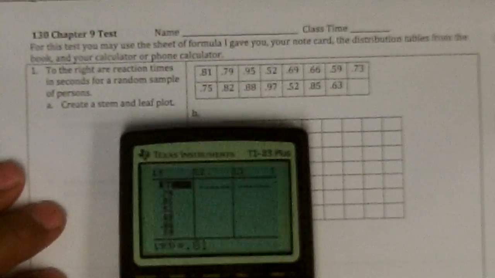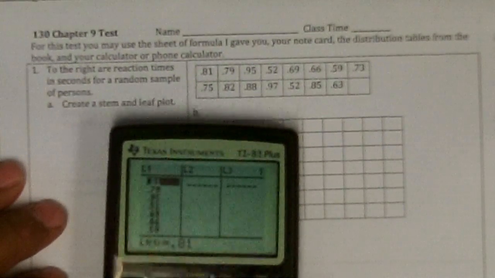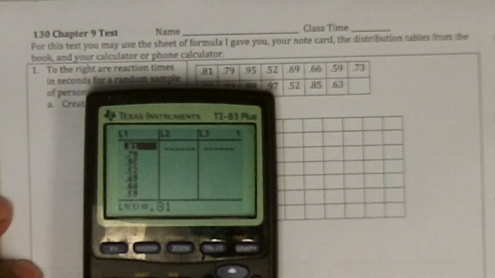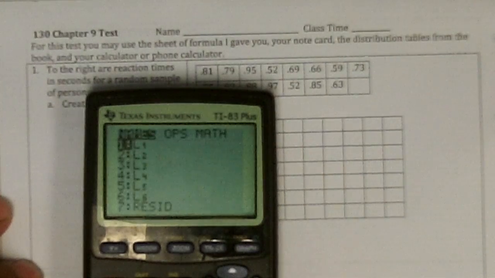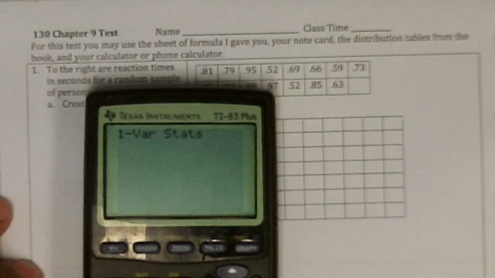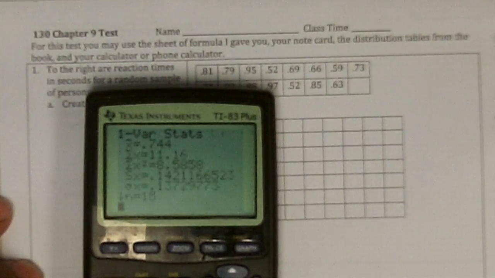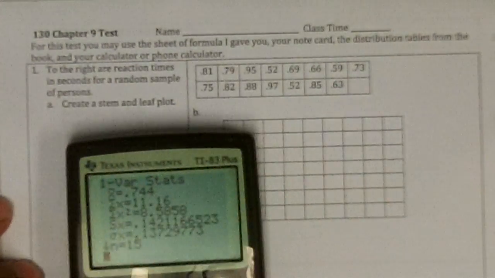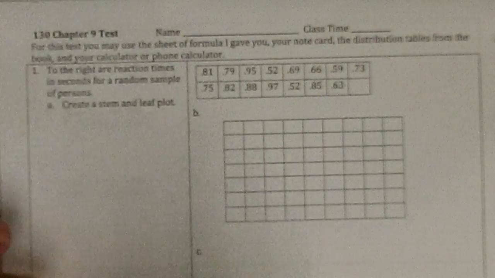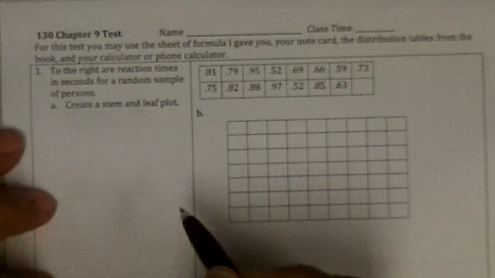Alright, let's go over the Chapter 9 test. First problem here, reaction times. I've typed those into my list 1 so that I can go Stat, calculate the one-variable statistics on list 1, and that'll give me some information here. But first let's make the stem and leaf plot.